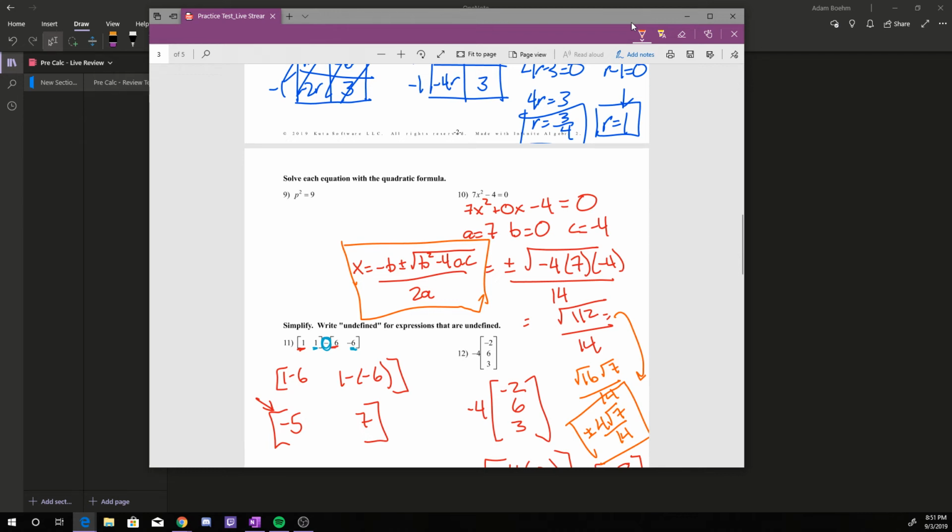And number 9, if you get a question like this on the test, don't use the quadratic formula. What times itself is equal to 9? So you just take the square root of both sides. So p is equal to 3 or -3.